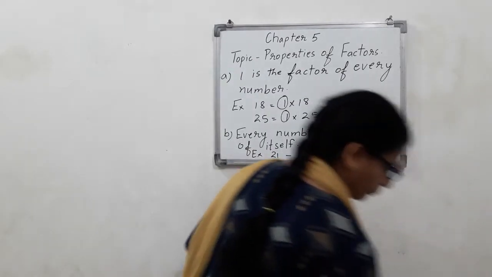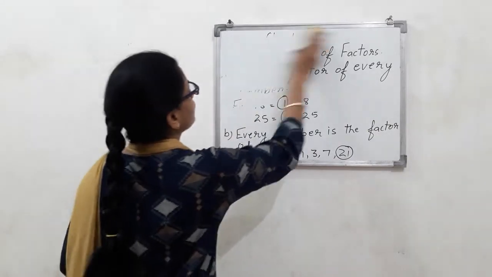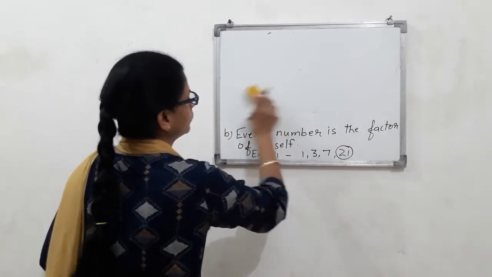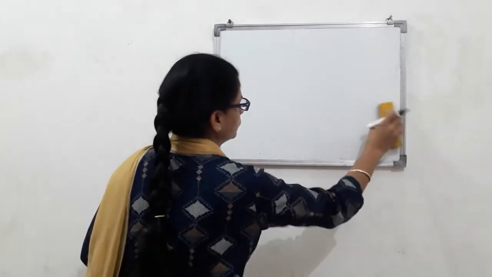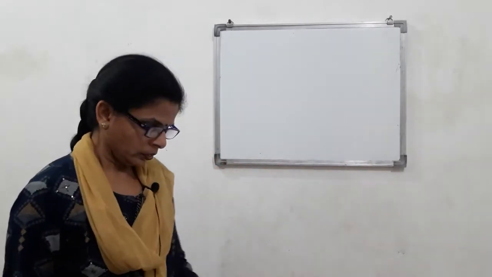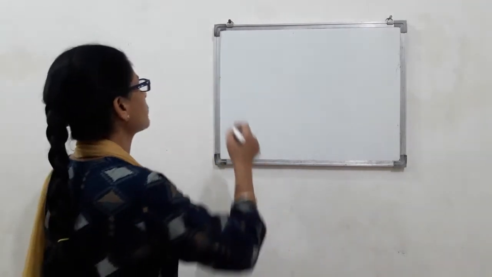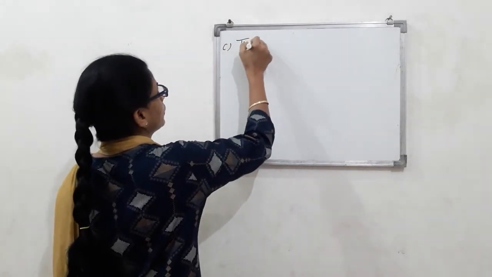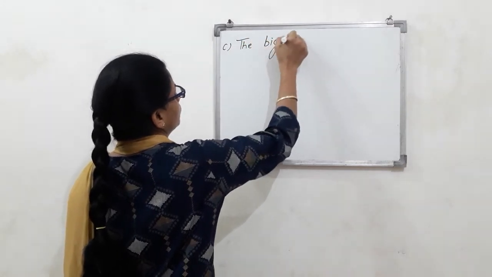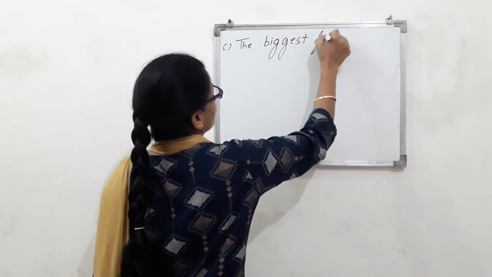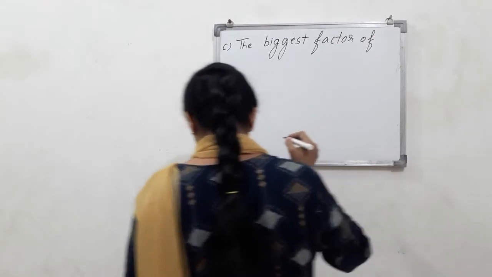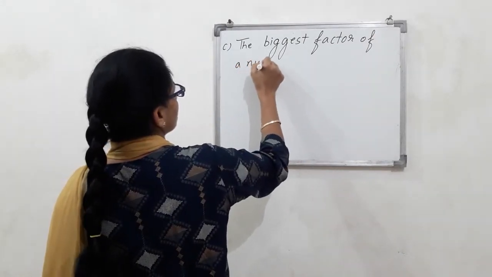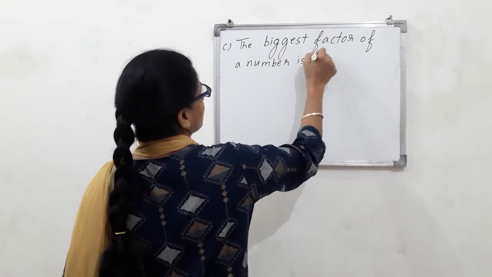Third property. The biggest factor of a number is the number itself.